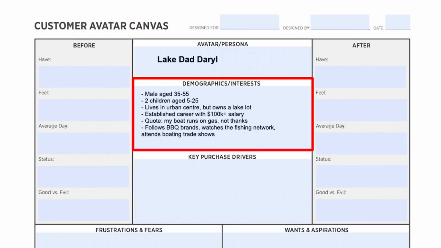So the quote that we have here for our lake dad, Daryl, is, "My boat runs on gas, not thanks." Right? So he's the guy at the lake. He's always paying for gas for the boat. We know that the gas is really expensive at the lake. And a lot of people are just like, thanks for the boat ride. And Lake Dad Daryl thinks it's kind of funny because he's like, don't thank me, contribute to gas.